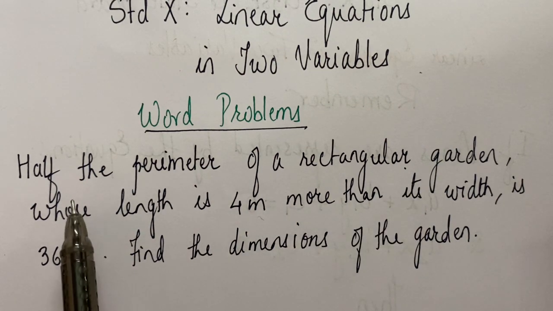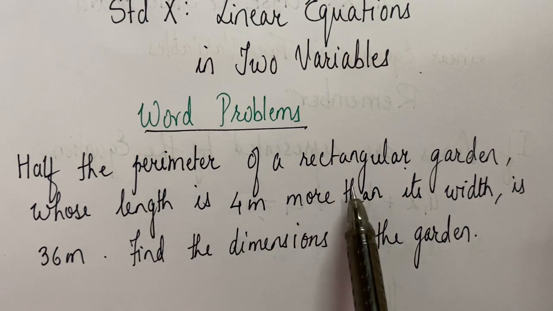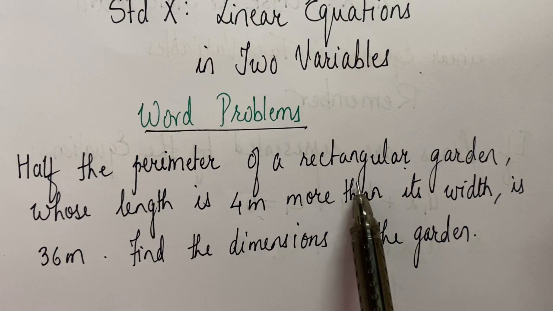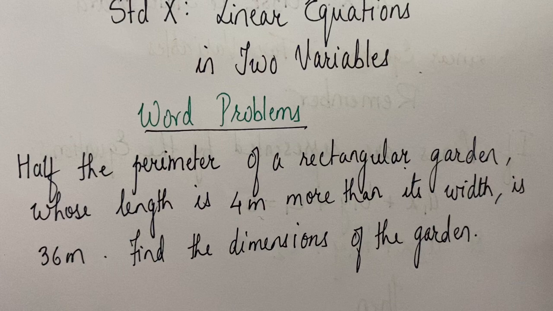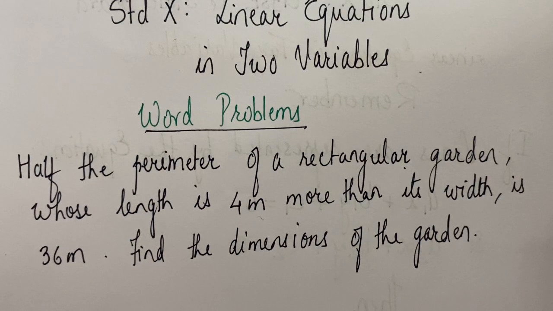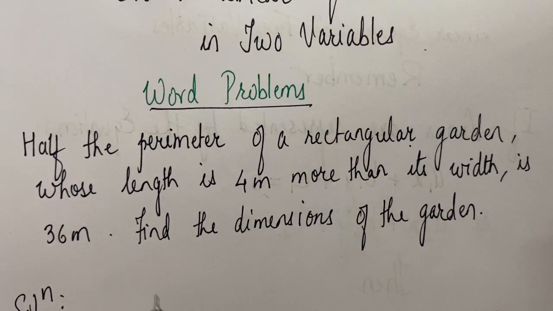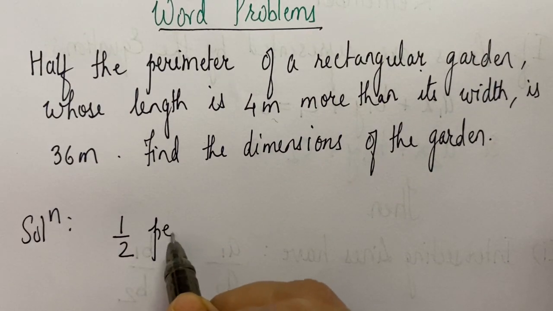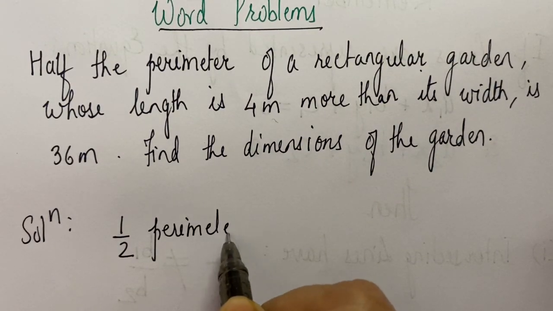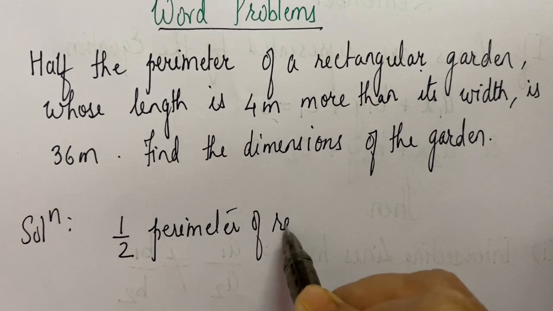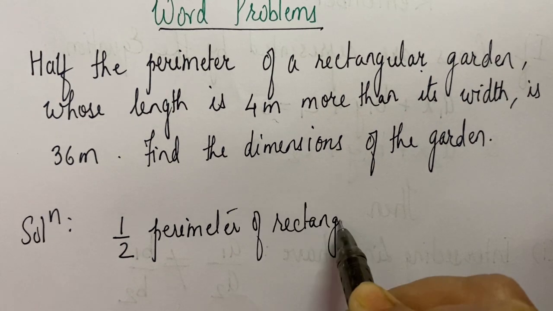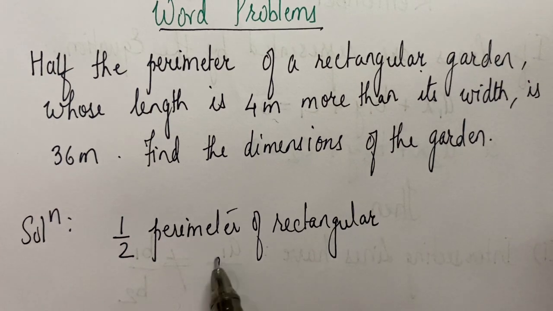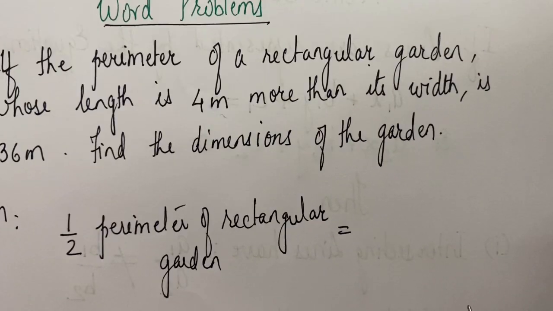Okay, what is he saying? Half the perimeter of rectangular garden. This is the first part, so in your solution, this much we'll write first. What does that mean? Half perimeter of rectangular garden is equal to how much, that we will see afterwards.